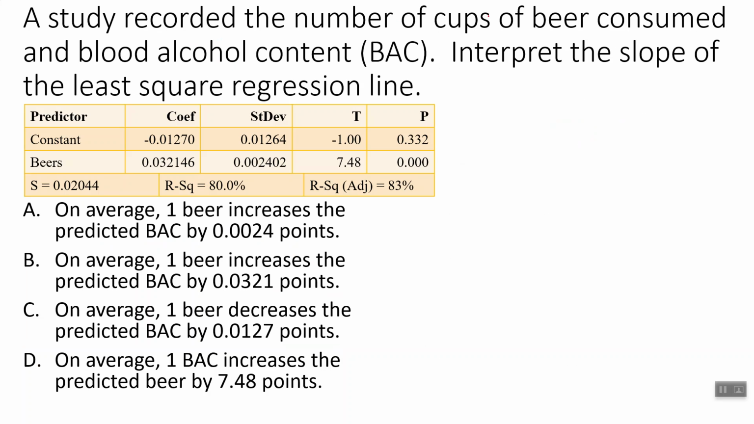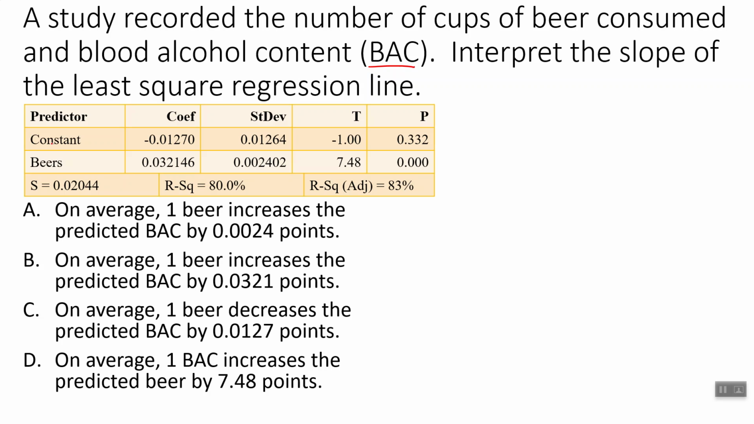A study recorded the number of cups of beer consumed and blood alcohol content, or BAC. Interpret the slope of the least squares regression line. So we have to look at this, find the slope somewhere, and then say what it actually means. Take a second and do that. You may want to pause it.